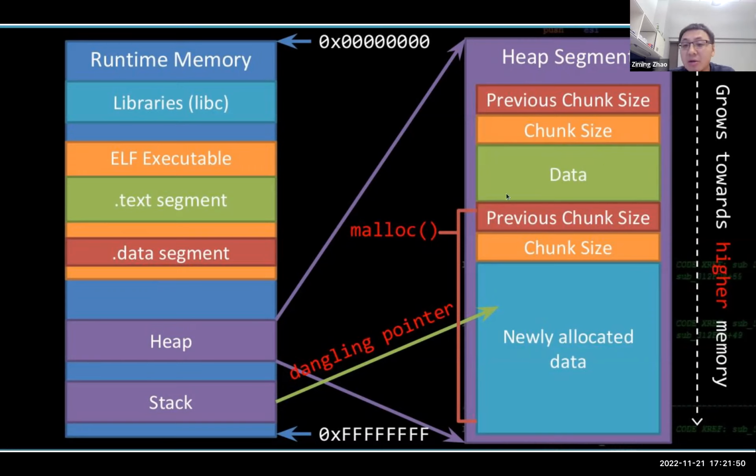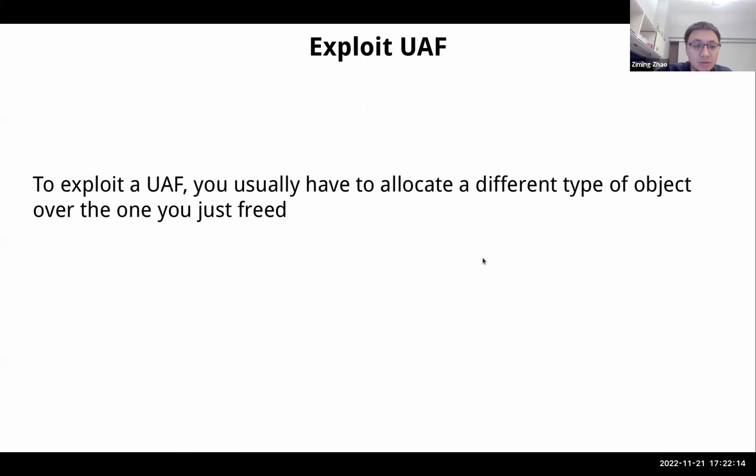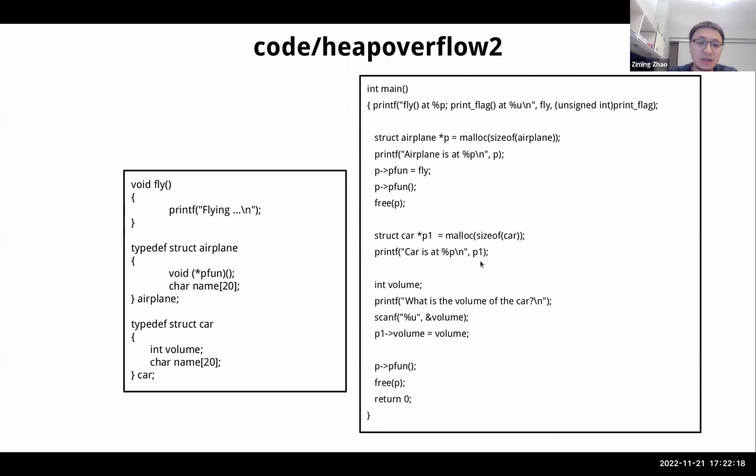We can make it look like a valid object. We can create the previous chunk size, right? So an attacker usually has two ways: either malloc a new data structure, or just overwrite this part. But the dangling pointer is still there. So how do we exploit something like this?